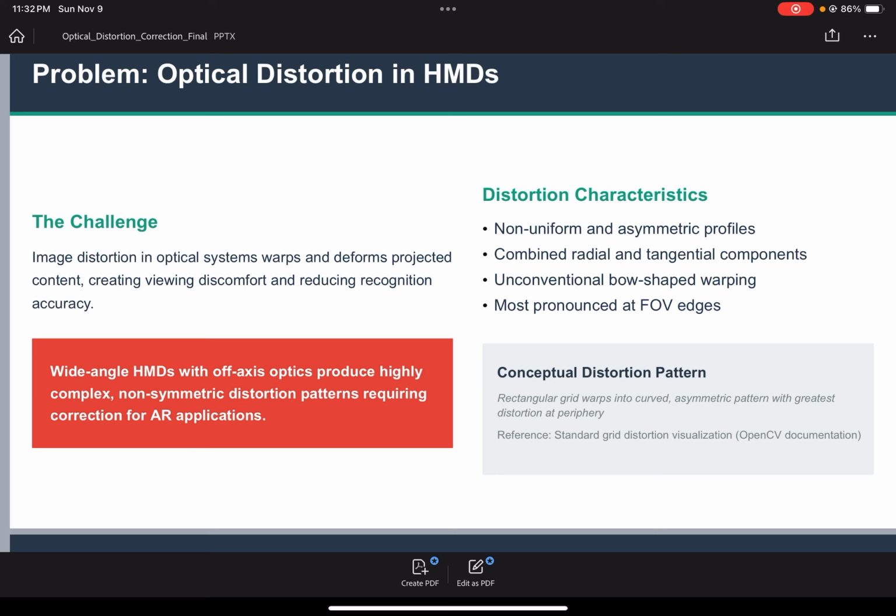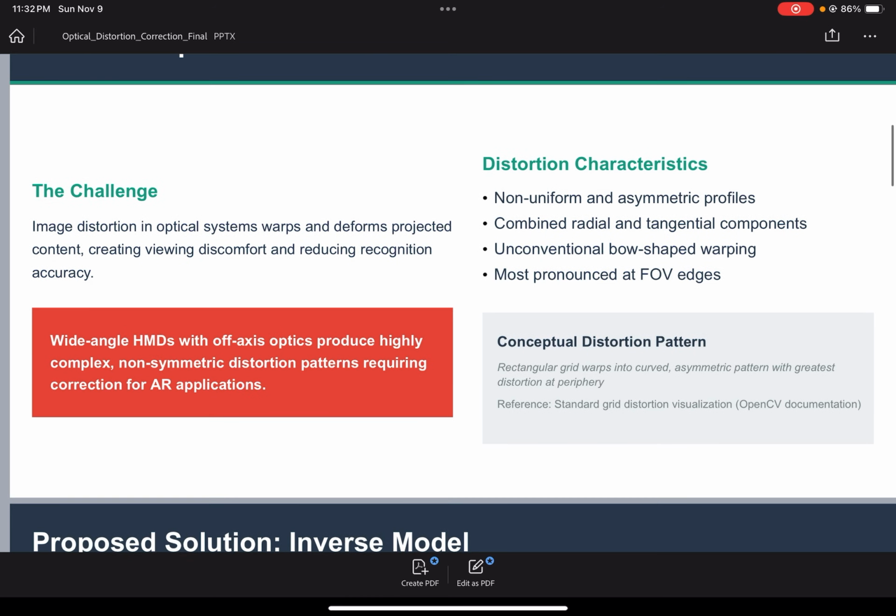It combines radial distortions, where warping increases with distance from the optical center, and tangential distortion, which is perpendicular to the radial distortion. And you can also get unconventional bow-shaped warping. And most importantly, this distortion is most pronounced at the edge of the field of view.